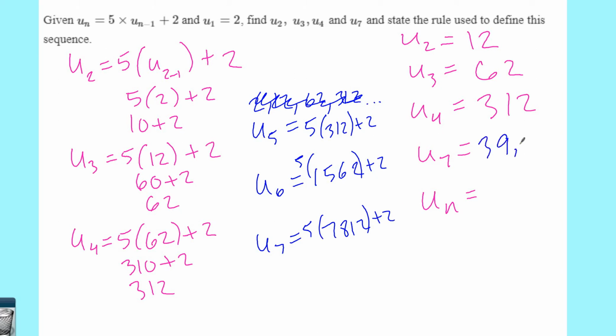So 39,062. Okay, so I'm sorry, it just said state the rule, not find the nth rule. We haven't gotten there yet. So stating the rule, it is the recursive rule, okay, because we had to use the previous term to find the next term. Okay, that's what they were looking for.